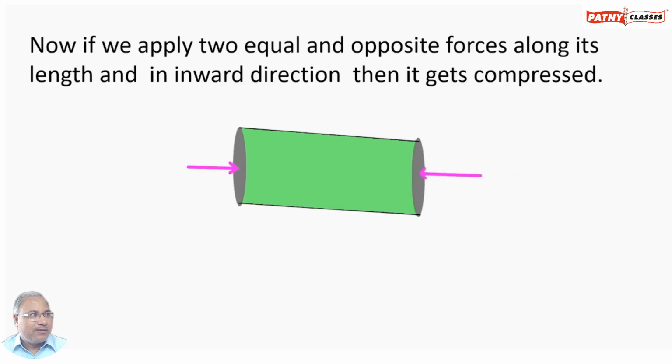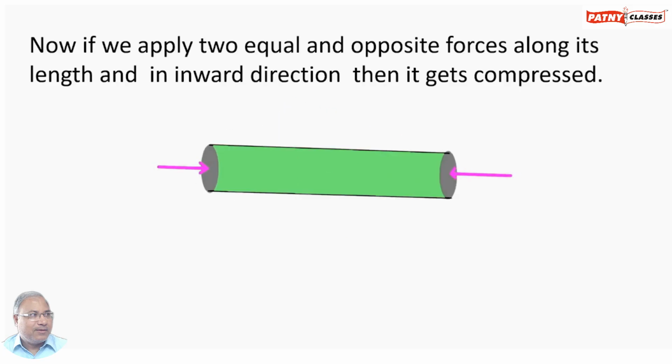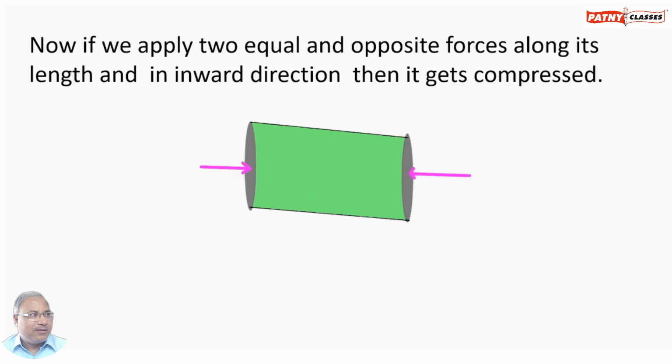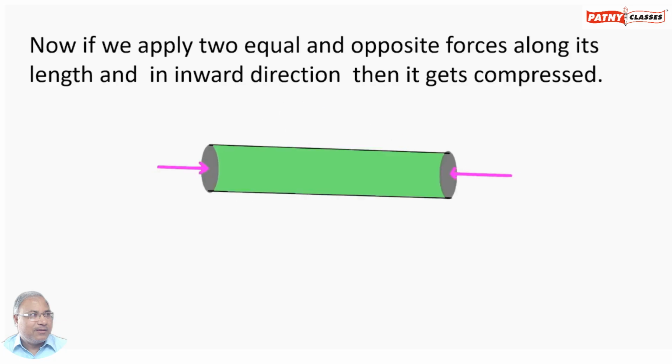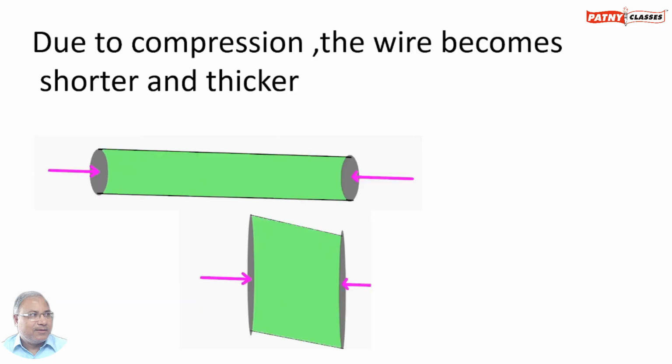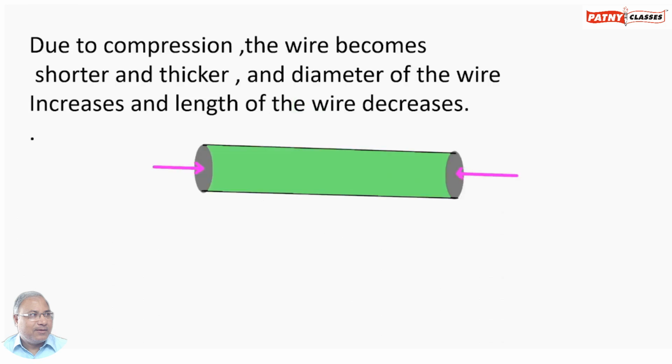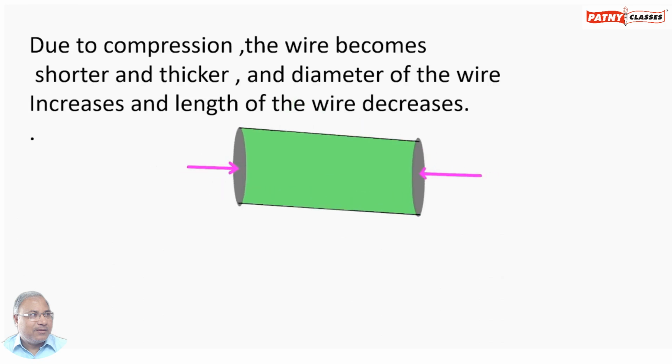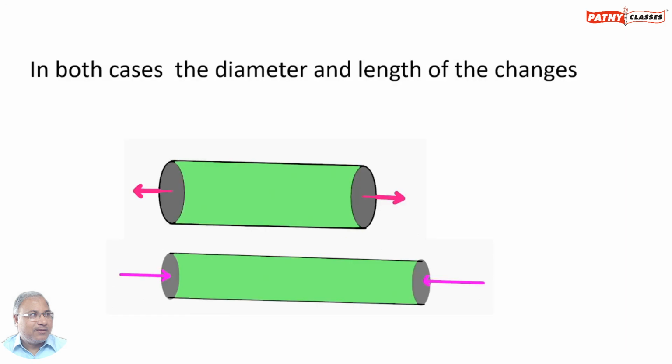Now, if we apply two equal and opposite forces along its length in the inward direction, then it gets compressed. Due to compression, the wire becomes shorter and thicker. The diameter of the wire increases and the length of the wire decreases. In both cases, the diameter and length of the wire change.